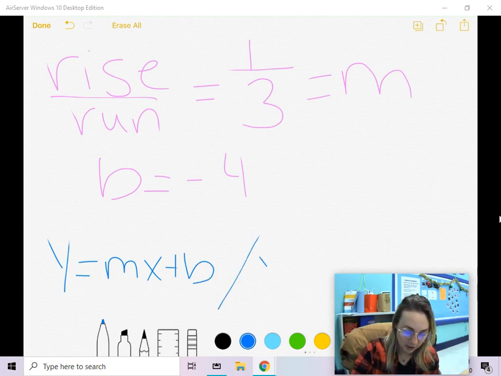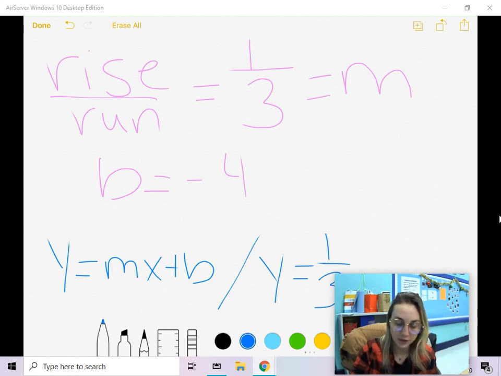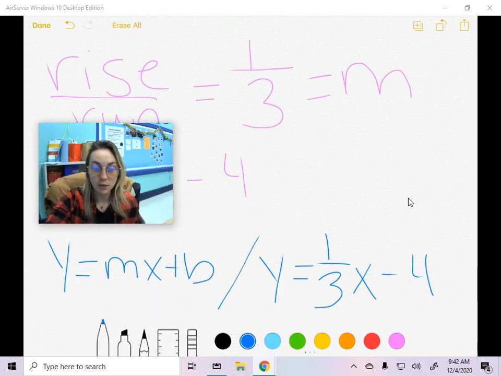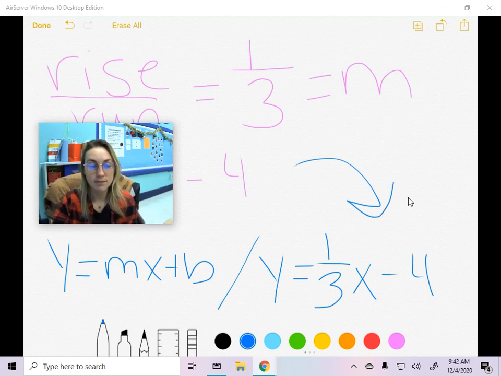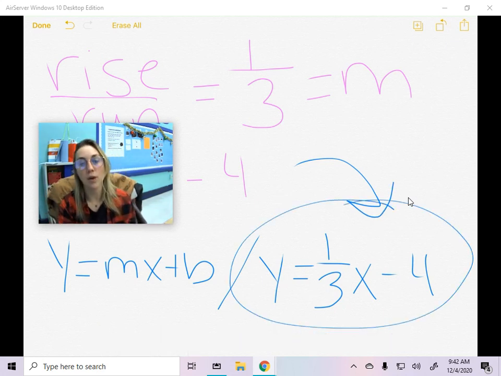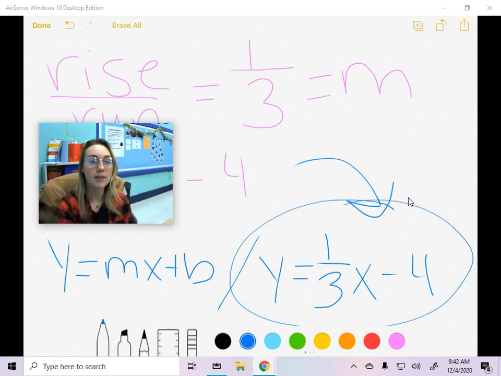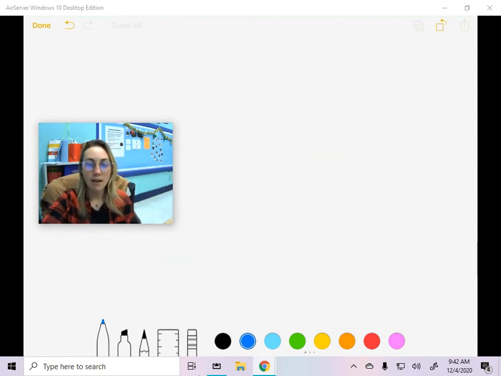The equation will give us y equals, m is 1/3, our slope is 1/3. Make sure to put that x beside it, and then our y-intercept is -4. So here is our equation right there. Y equals 1/3 x minus 4. That is the equation of that graph. Let's do another one.